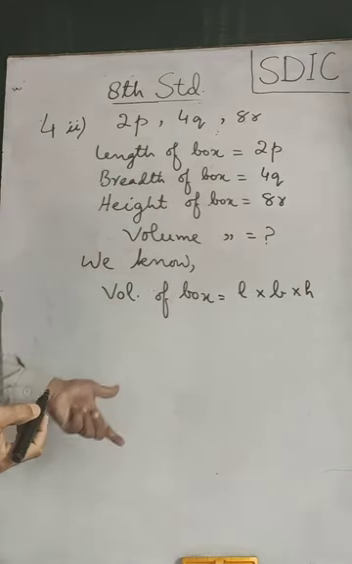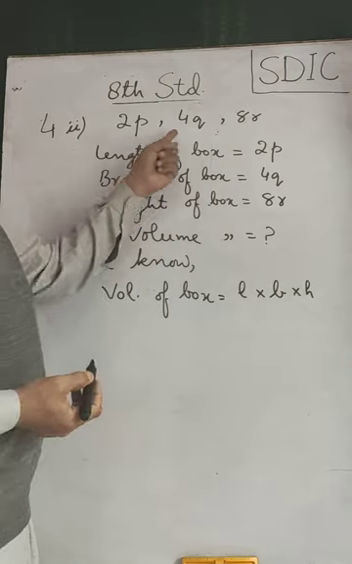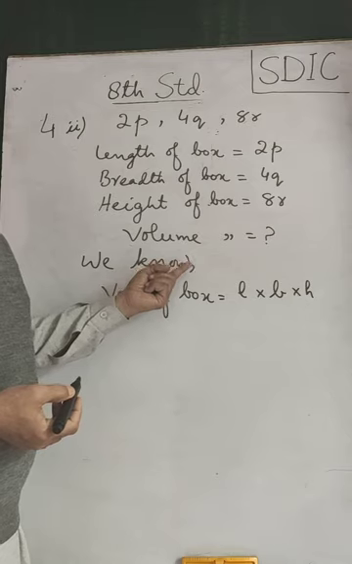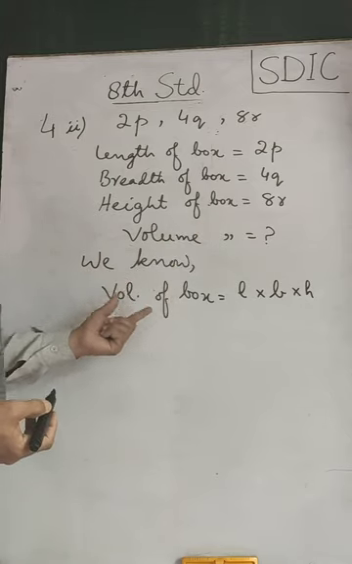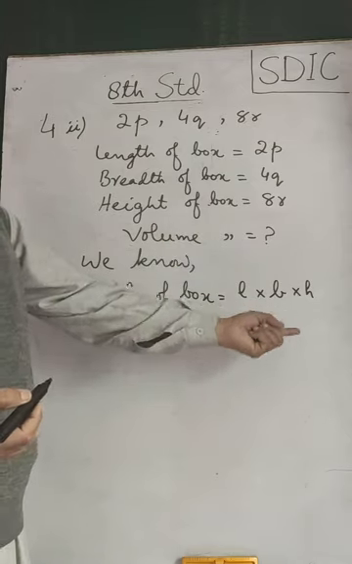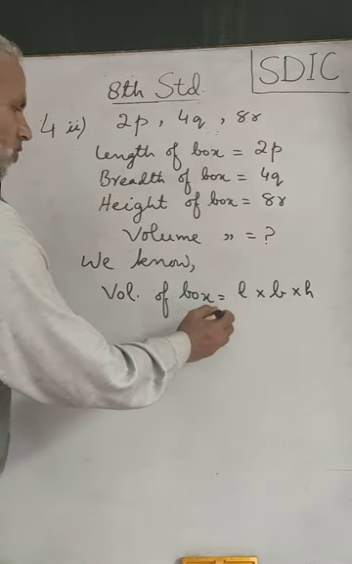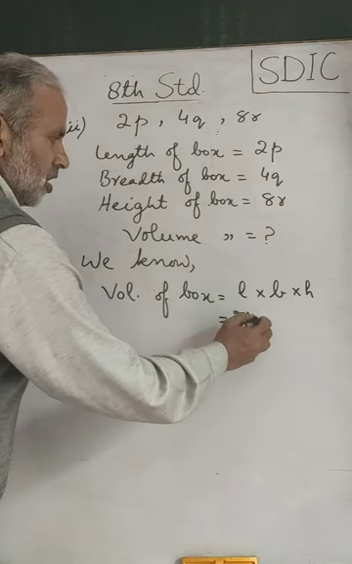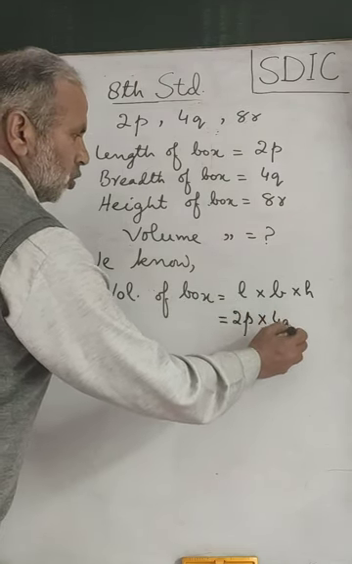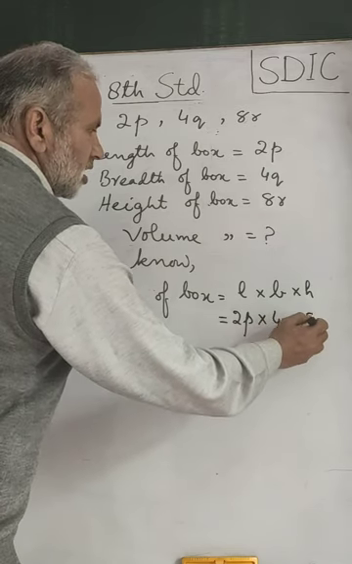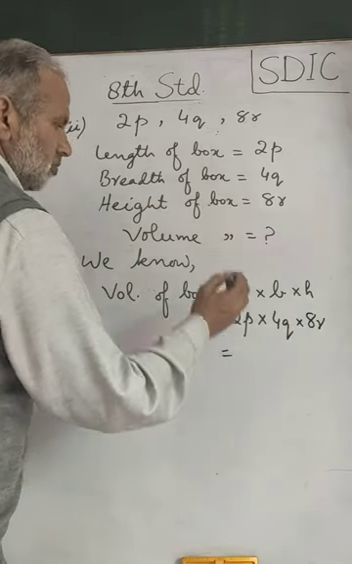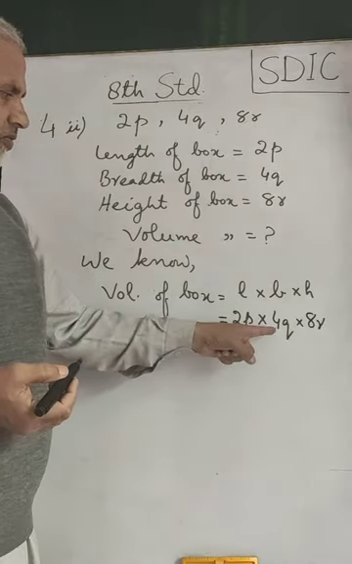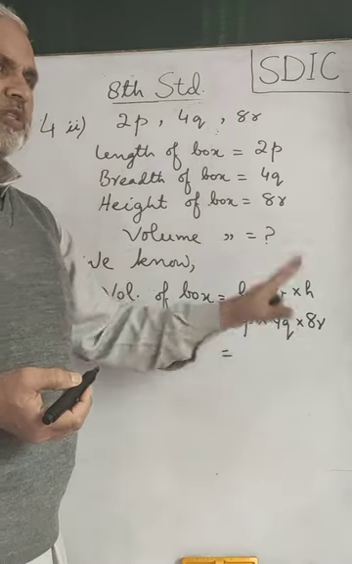We are not doing anything new, just the dimensions we are changing as per the question. Length is given, breadth is given, height is given, volume you have to find. Now to find that volume, use again the formula. Volume of box is length into breadth into height. To find the volume, put the values of these. Length is 2p, multiplied by breadth 4q, multiplied by height 8r. What shall we do? Just now we discussed. We'll first multiply first monomial and second monomial. Third will keep the same for the time being.